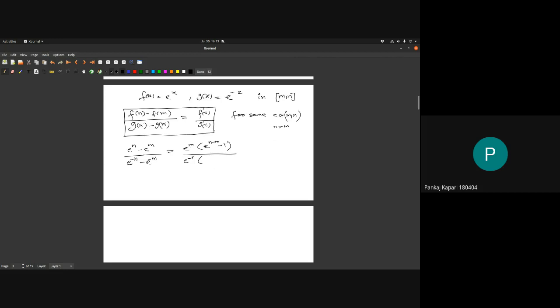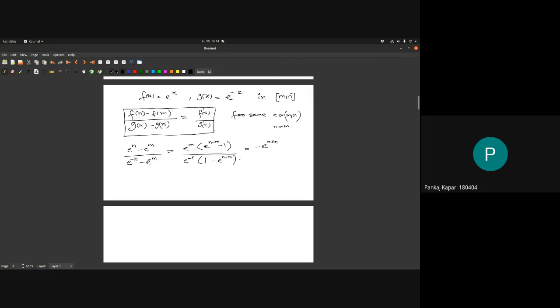Just take e to power m common from both sides, right? Because n is greater than m. So what do you get if you take e to power m common from the numerator? It is e to power m times (e to power n minus m, minus 1). And in the denominator, just take e to power minus m common. You will get minus 1 divided by minus e to power again n minus m, right? What is this equal to? This is minus e to the power m plus n, right?